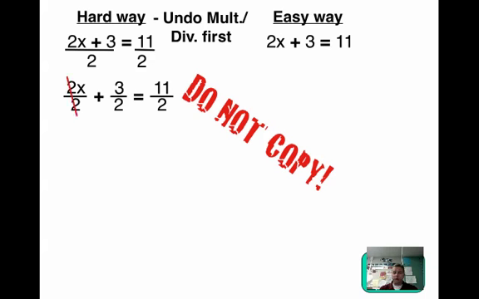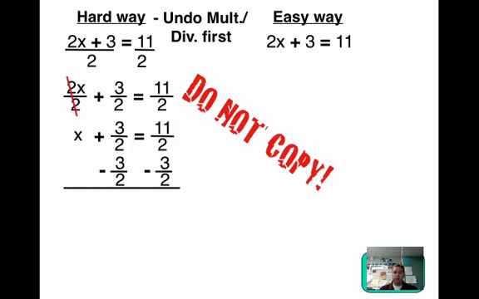The 2's will cancel out there. That's our big anorexic 1. And that'll leave us x plus 3 over 2 equals 11 over 2. They're adding 3 over 2 to x, so we'll subtract 3 over 2 on both sides. Well, they'll zero out on the left side, and 11 minus 3 is 8. 8 over 2 means 8 divided by 2, which gives us x equals 4. That's the answer.